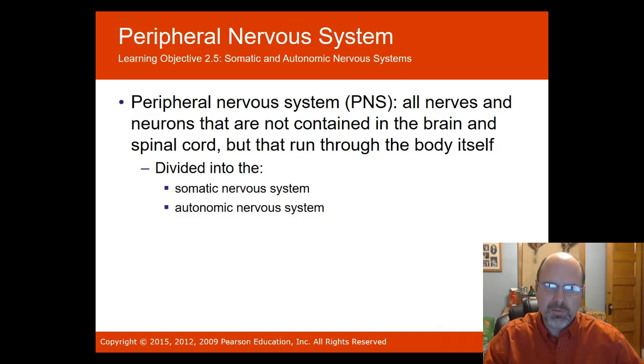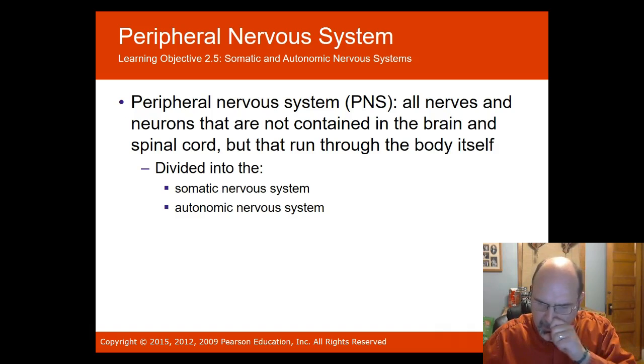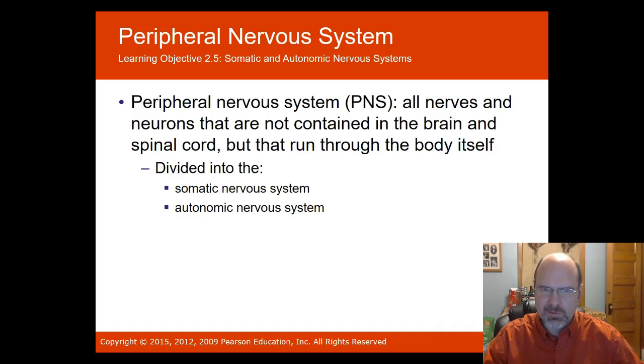The peripheral nervous system involves all the nerves and neurons that are not contained in the brain and spinal cord, but run through the body itself. It's divided into the somatic nervous system. Soma means body, so it's the sensory pathway and the motor pathway. Those are the nerves that control voluntary muscles of the body. So the somatic nervous system is when I decide to get up and walk around, it sends nerves to my muscles to move.